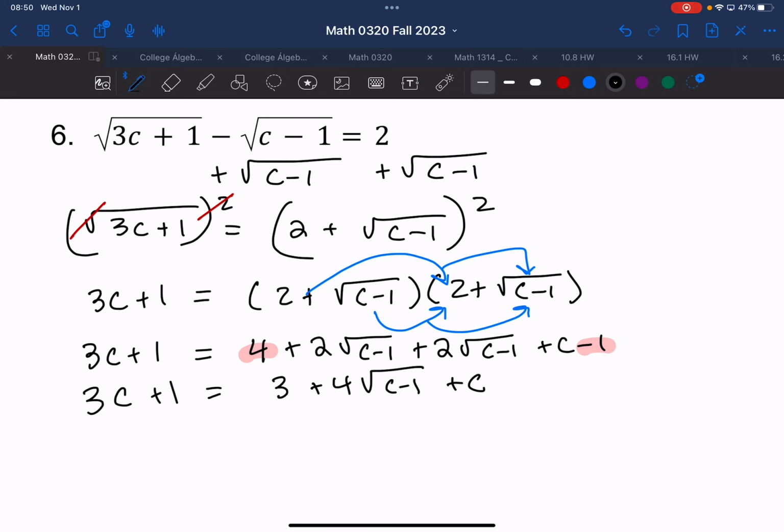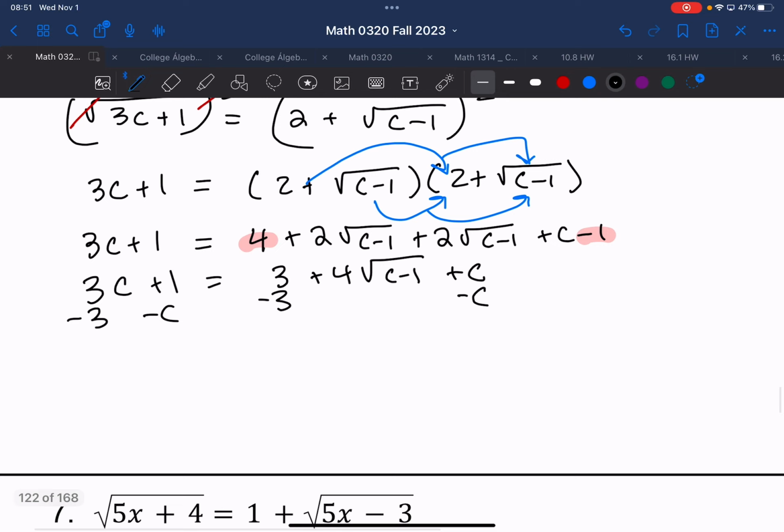So that means we need to get that square root of c minus 1 by itself. So what are we going to move over to the left side? The 3 and the c and the 4. So I'm going to subtract the 3 and subtract the c. And I get 2c minus 2 is equal to 4 square roots of c minus 1. Okay. Again, I want to get rid of that 4, so what I'm going to do to both sides? Divide by 4.